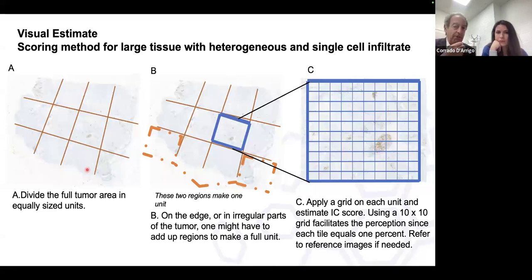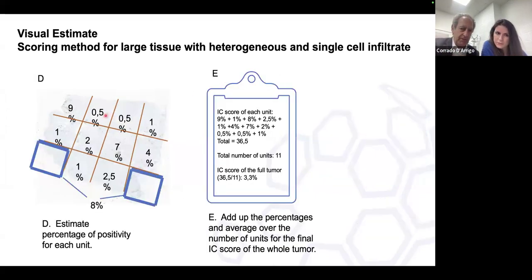Now, what happens if you have a large area? So this is a large block. Try to divide these into more or less equal size areas, squares. Of course, these two you need to merge together and make into one. Then on each one, put a grid, and on each one, make up a number. Sorry, this doesn't render very well. But let's say, for instance, this square is 9%, this is 0.5, whatever the number is. Then add them all up and divide by the number of squares, and then you have the average. In this particular case, it was 3.3 positive.